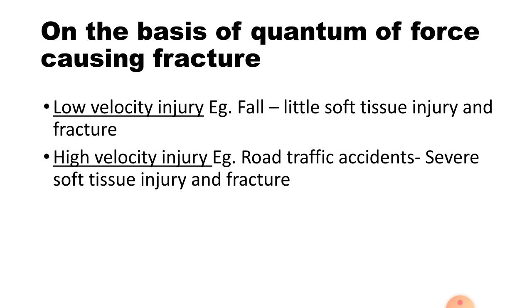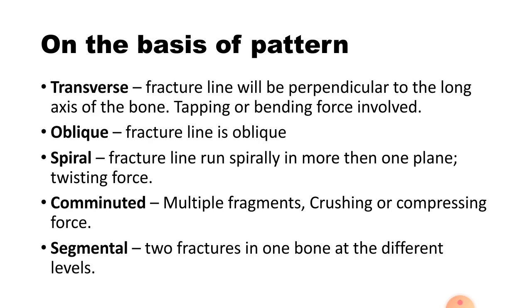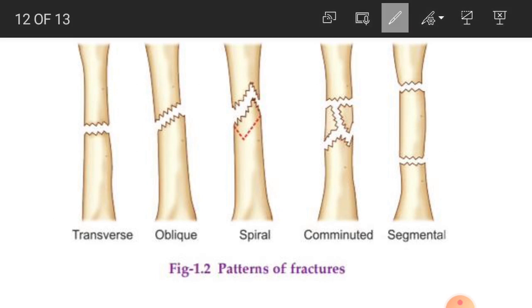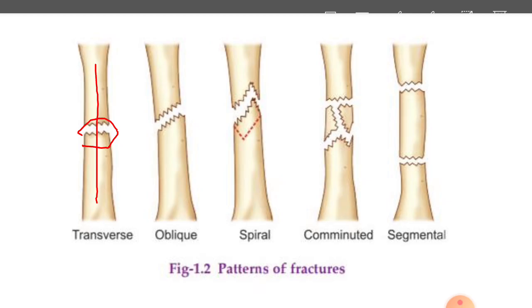On the basis of quantum of force causing fracture, first is low velocity injury, that is resulting from a fall, and the second is high velocity injury, for example road traffic accident, with severe soft tissue injury and fracture, right? Now on the basis of pattern, first is a transverse type pattern fracture. In transverse type of fracture, the fracture line will be perpendicular to the long axis of the bone. So here you can see that the fracture line is perpendicular to the long axis of the bone.